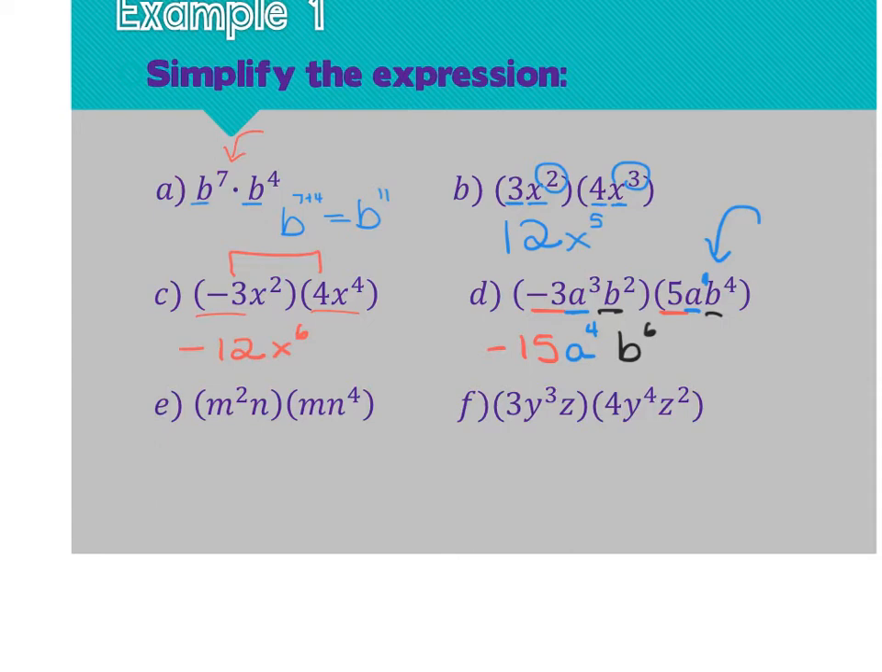Over here, we have an m and an n. Again, this m doesn't have a number, so I'm going to put a little 1 there. This will become m to the 3rd. And then my n's, again, this needs a 1. So 1 plus 4, and I get 5. Part F: multiply the coefficients, add the variable exponents. 3 plus 4, y to the 7th. And then for the z's, again you assume a 1, and 1 plus 2 is 3.